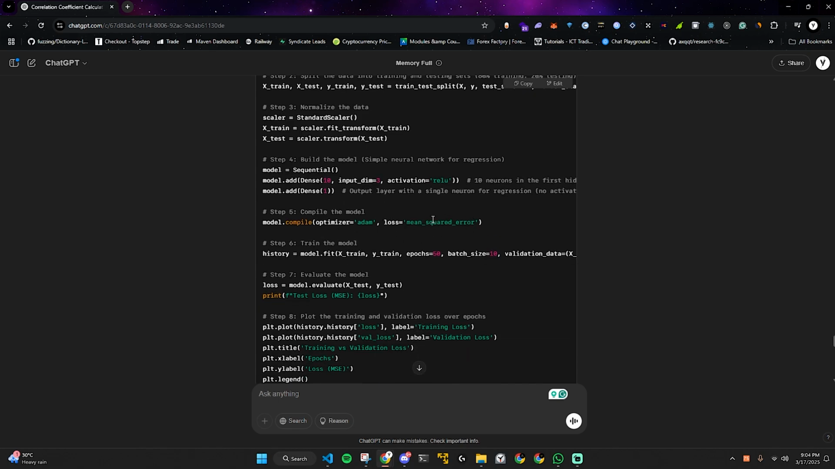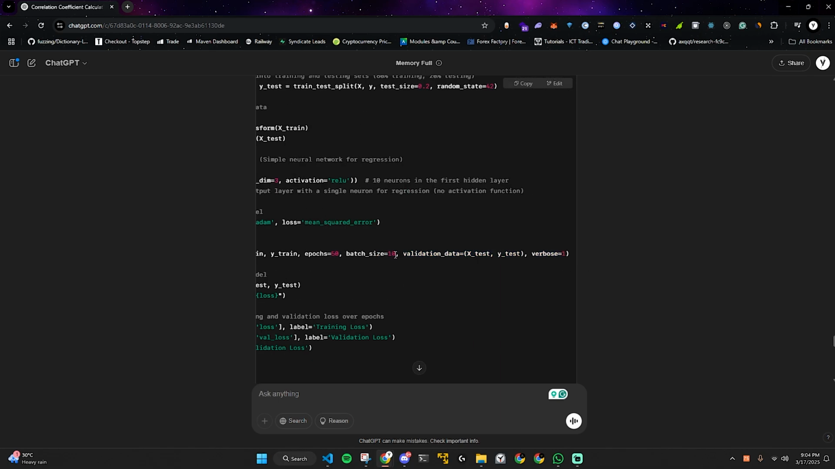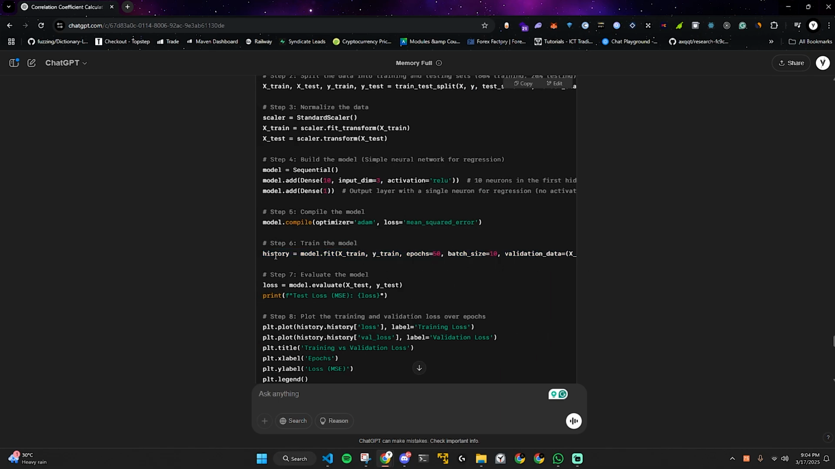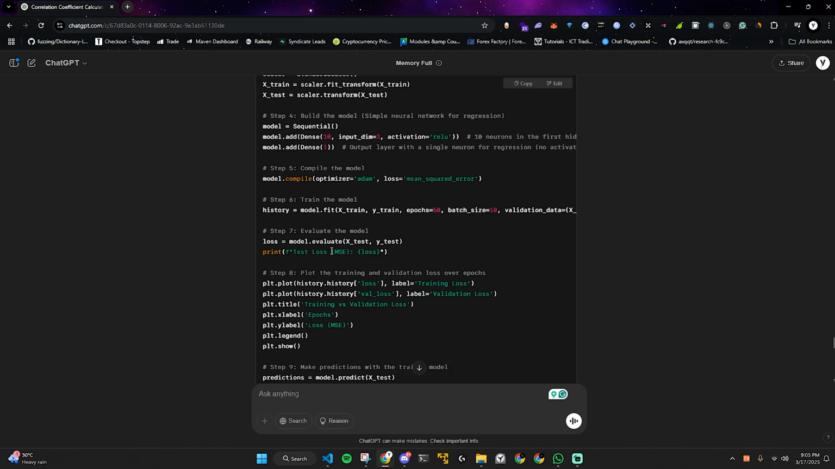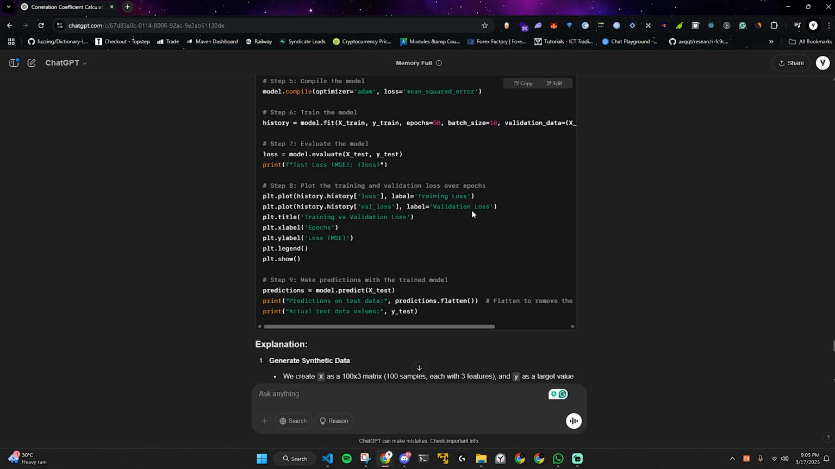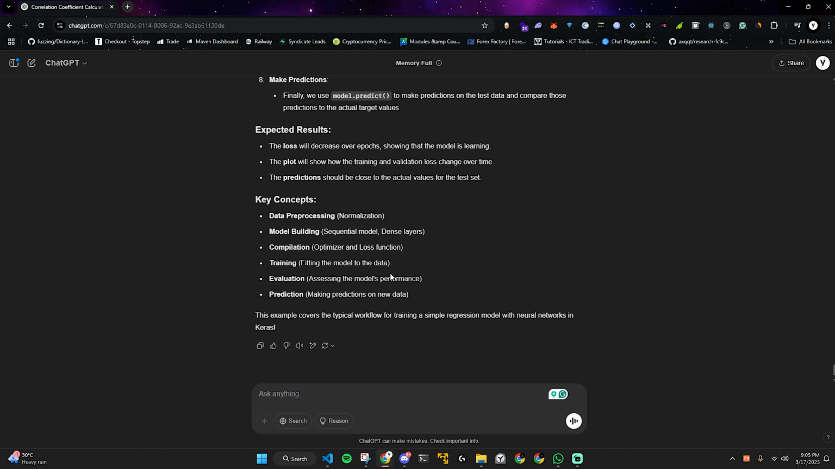Optimizers and MSE, epochs is the number of times, number of iterations, sample size, validation data, training data. You fit the model, you evaluate the loss using the test data, you plot the data, and you use the trained model for predictions. So also over epochs, right? Loss MSE. Predictions, model.predict, right? Predictions with the trained model, predictions on test data, predictions on flattened actual, right?